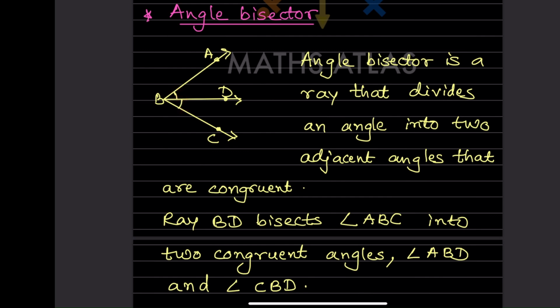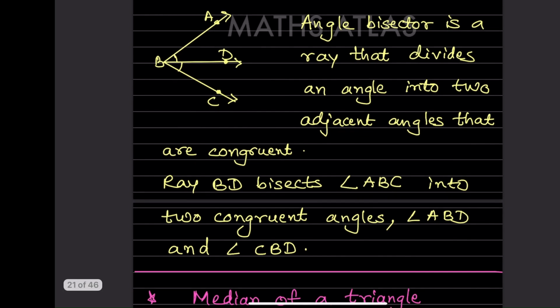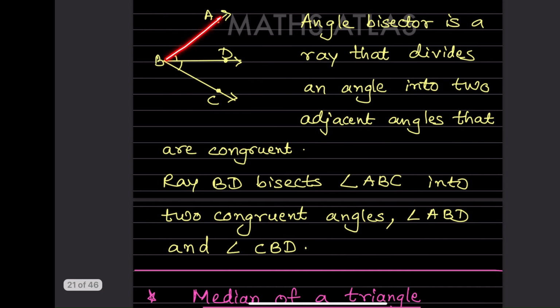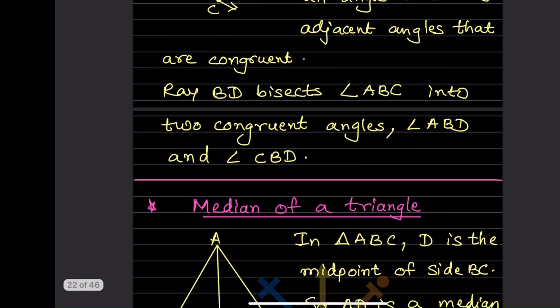So we can say ray BD bisects this angle into two congruent angles. Congruent means equal. Whatever the angle you have here, the same angle will be here. So those angles are going to be angle ABD and angle CBD.